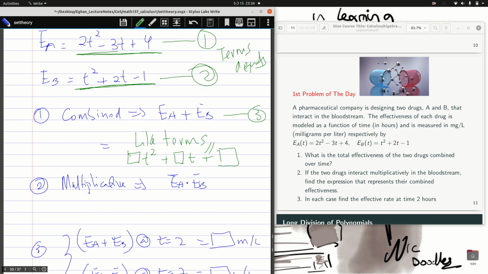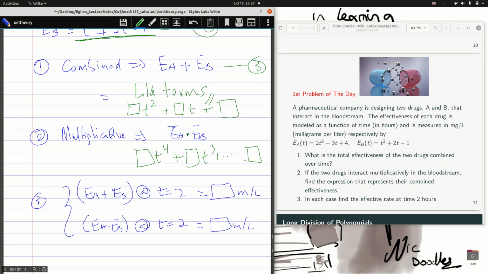Okay. The second question says, if the drugs interact multiplicatively in the bloodstream, find the expression that represents this. Multiplicative means you are multiplying. So we are multiplying EA and then EB. When I multiply this, I know I'm going to have something to the power 4, something to the power 3, and so on and so forth to the last constant. We are multiplying two polynomials, which we've done in operations, and so this is how we apply polynomial operations.